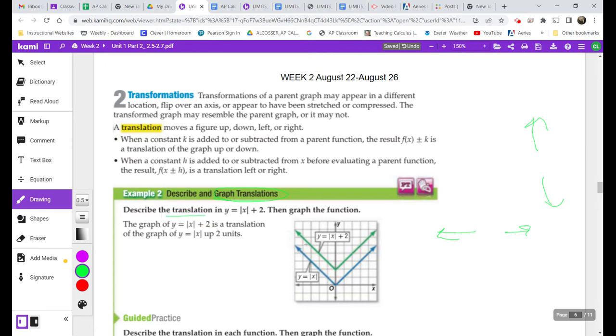Describe the translation. Since it's on the outside, it went up 2. So it went up 2 units. This number on the outside tells it to go up or down. So we use a V shape because it's an absolute value, and absolute value bars are always V-shaped graphs.